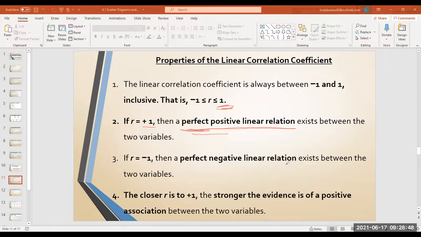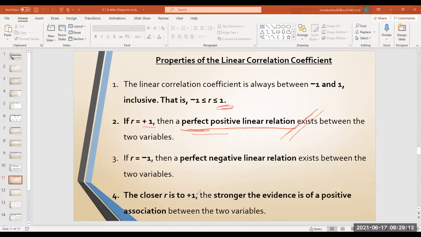So it means that here, as one was increasing, the other was also increasing. As one was decreasing, the other was decreasing. And here it means that as one was decreasing, the other was increasing, and vice versa. Here they are both increasing, or they are both decreasing. Here, as one was increasing, the other was decreasing in the same manner.